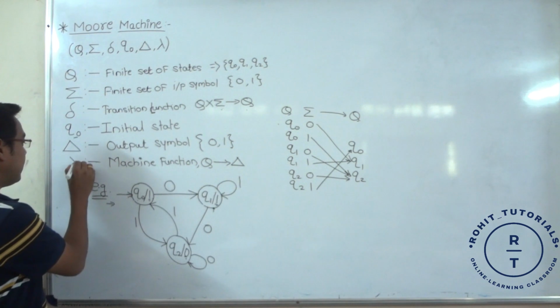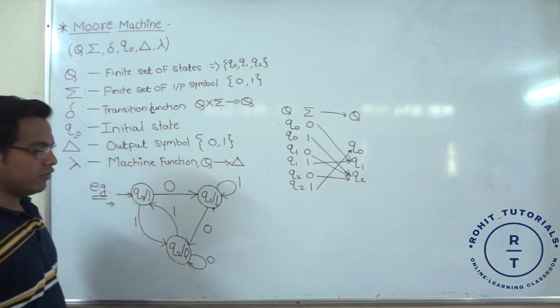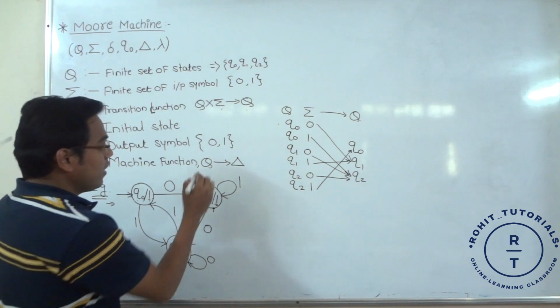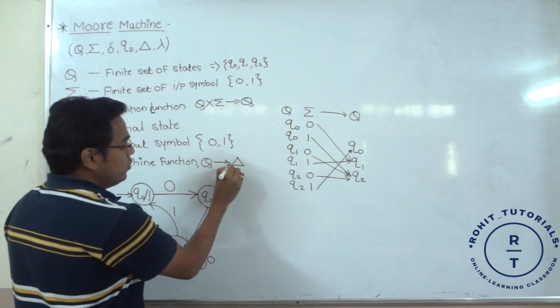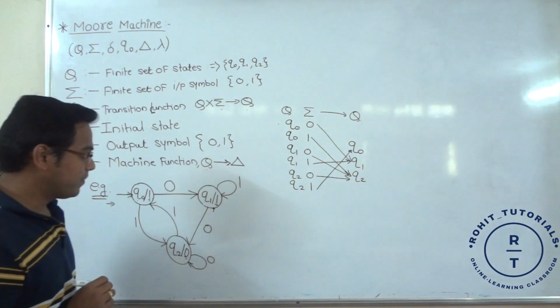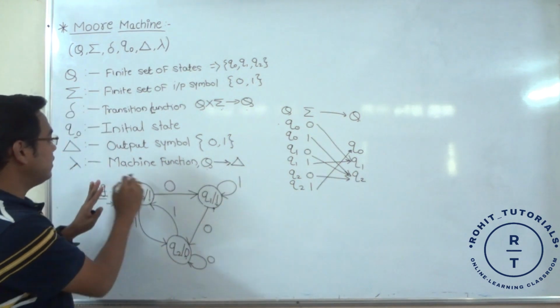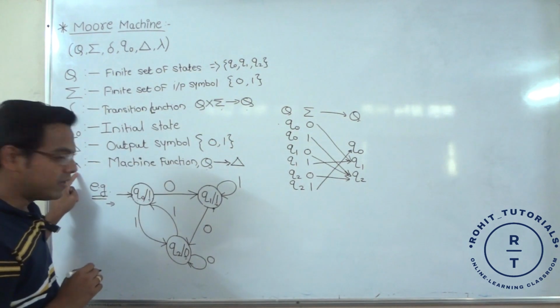Now next is lambda. This is called the machine function. It is also called the output function. What is the output for the given state? That function is represented with the help of this lambda.